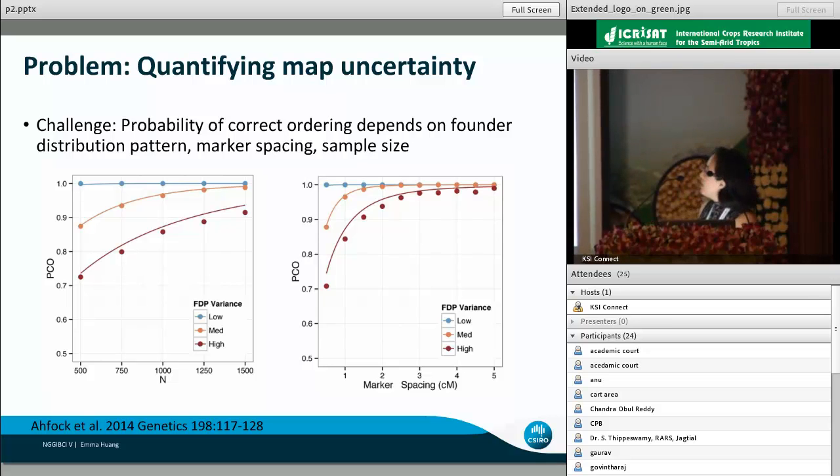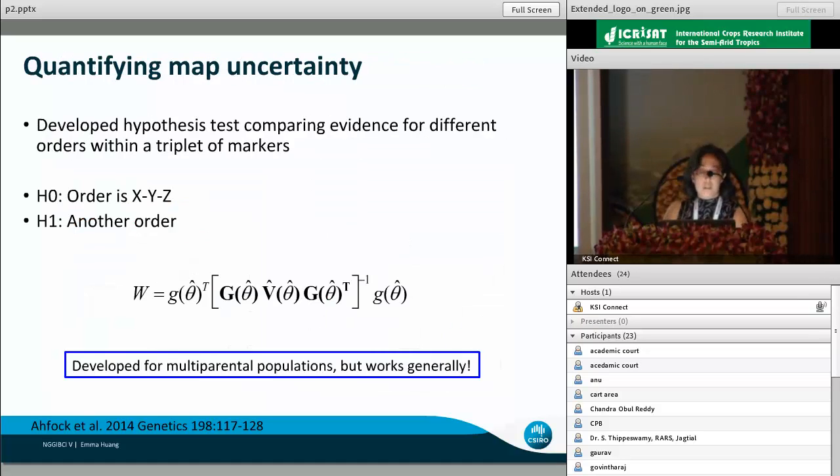And so on the right here, looking at different marker spacings, it's not really until you get to marker spacings of 2 or 3 centimorgans that you can be completely sure of ordering all the markers correctly. Although that's still pretty good when you think about these populations. So one of my students, Daniel Afak, actually developed a hypothesis test to more quantitatively look at the evidence for different orders across the genome.